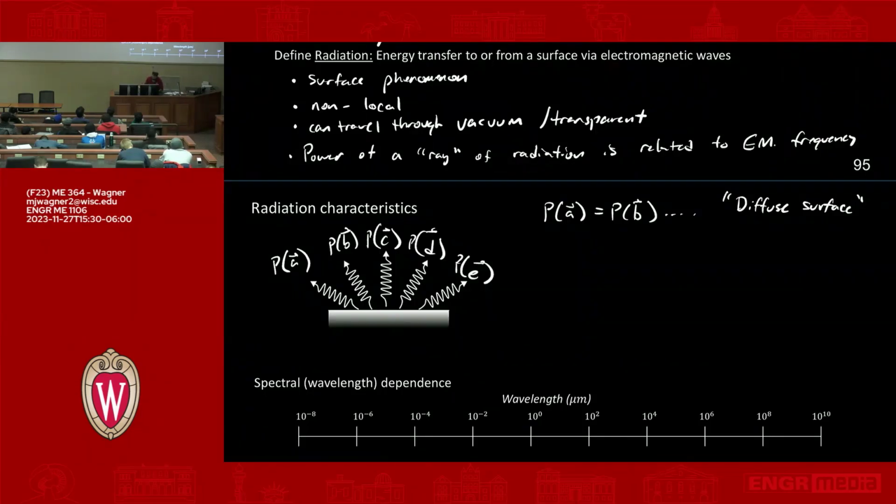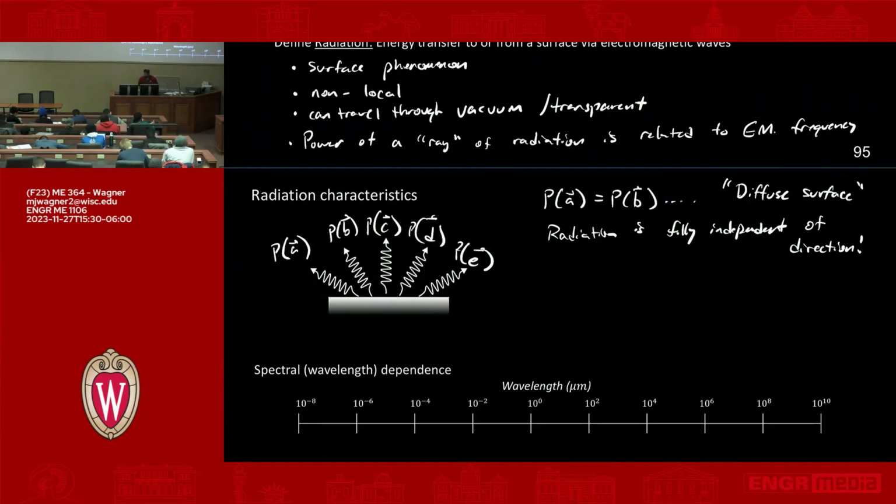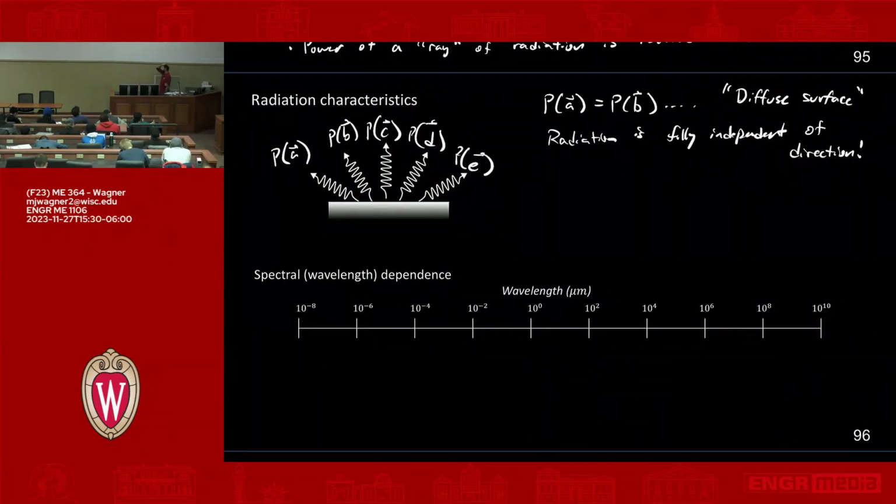In other words, we're going to say radiation is fully independent of direction, for our purposes. I want to give you some understanding of this other aspect that we're going to talk about, which is the spectral dependence. So we have the direction dependence. We're going to say there's none. We're going to have spectral dependence. Let's get some intuition about the spectral dependence of light.